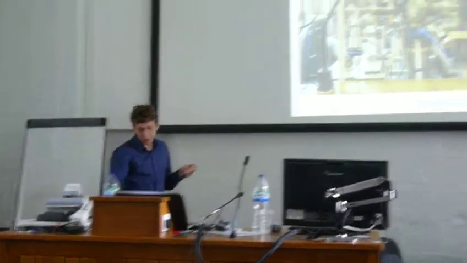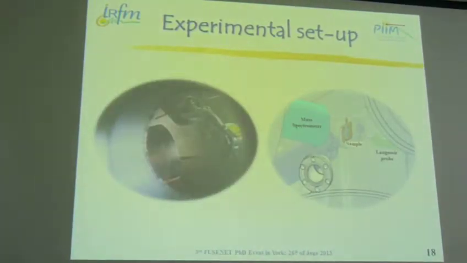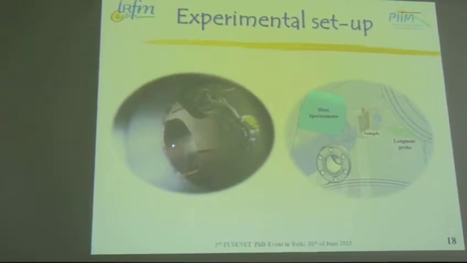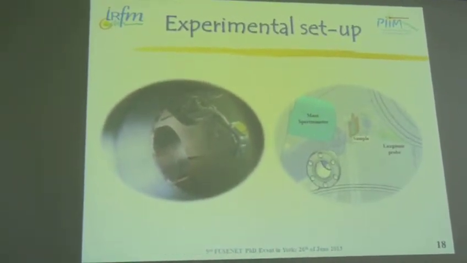It looks like this, and if you look at that window right here, you see the following. You have a sample which is facing the mass spectrometer, and here you go. There is the Langmuir probe to control the plasma parameters that you have.